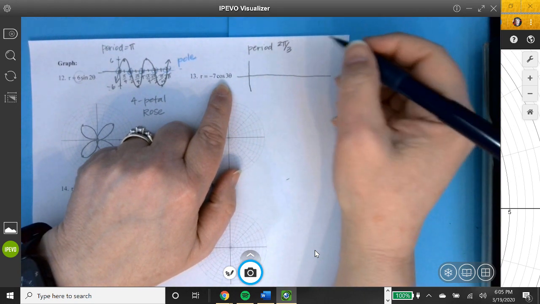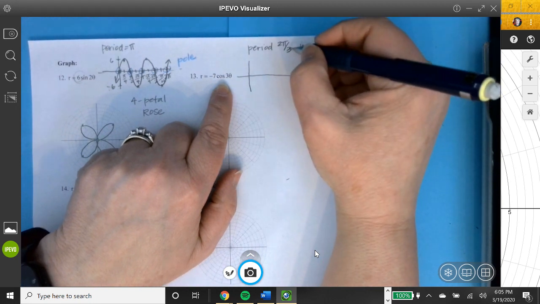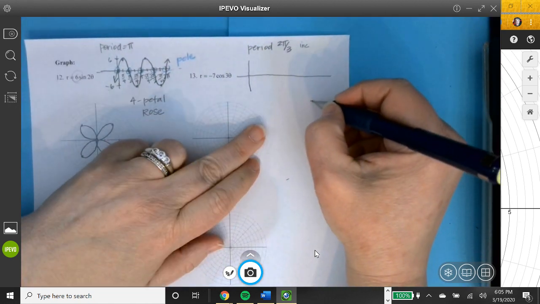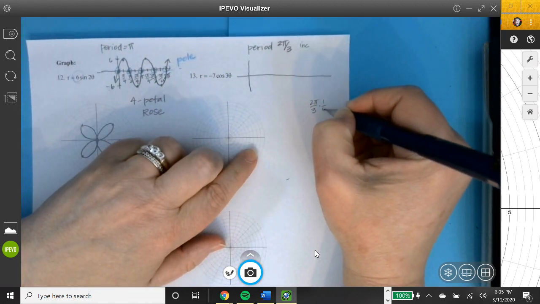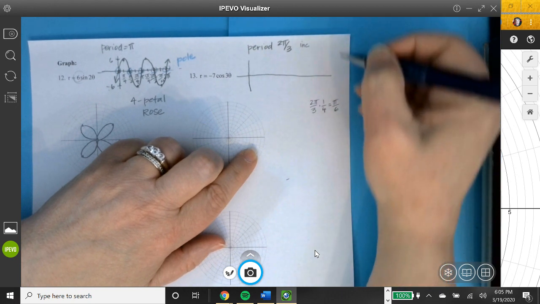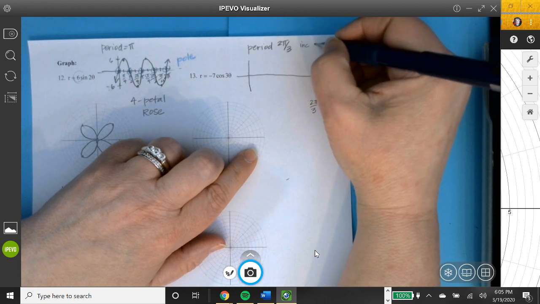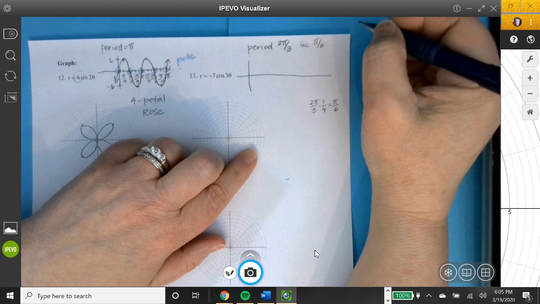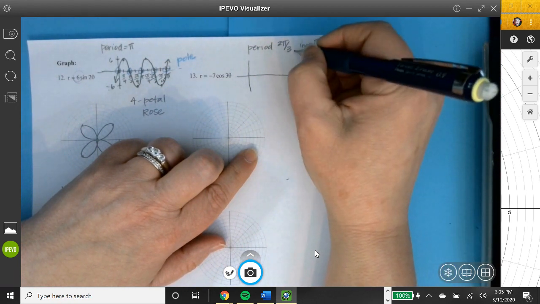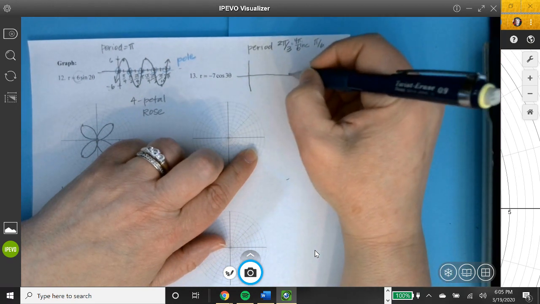Okay, so if the period is 2 pi over 3, the increment is 1/4 of this. And 1/4 of 2 pi over 3, 2 pi over 3 times 1/4 is equal to 2 pi over 12, which is pi over 6, which means the increment is pi over 6. Okay, and so the period is 2 pi over 3. That's going to be equal to 4 pi over 6. So we're going to go to 4 pi over 6.